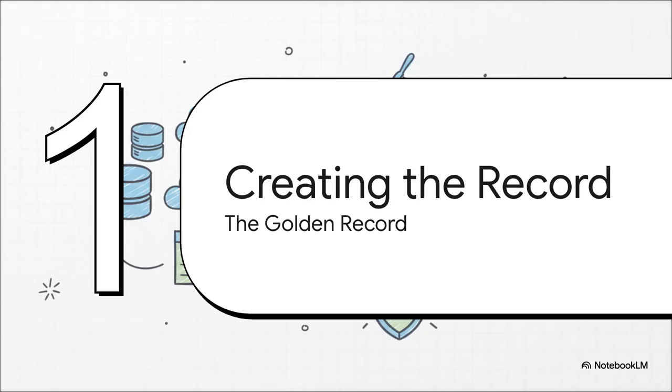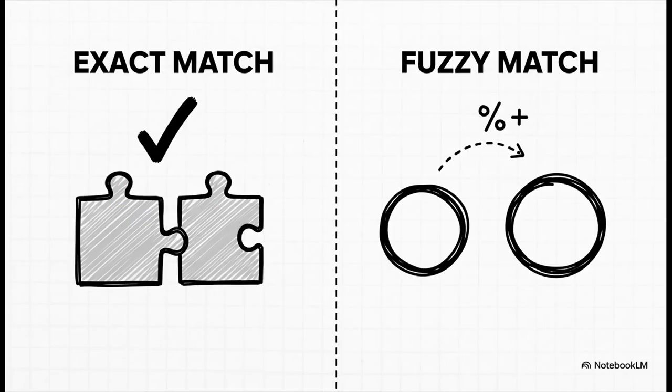All right, so with our master index in place, it is finally time for the main event, the climax of our investigation. We're going to compare the evidence, match the records, and create the one true golden record. This is where the system starts to work its magic.